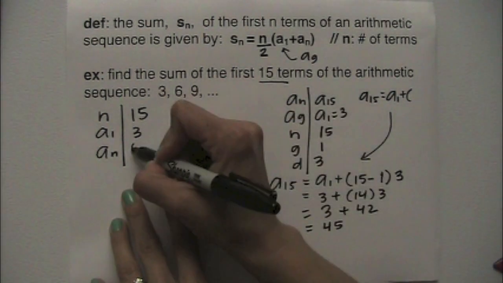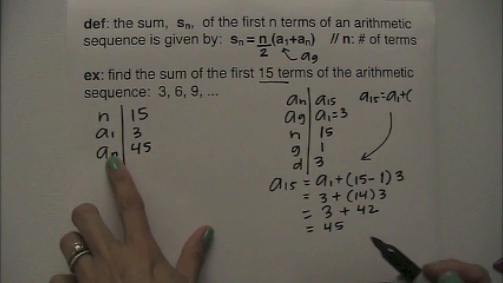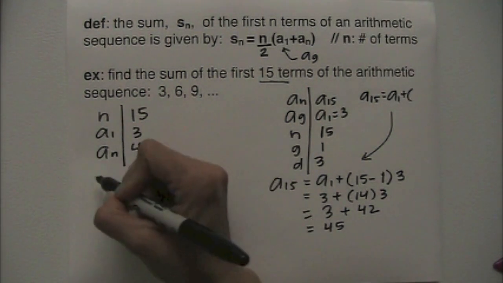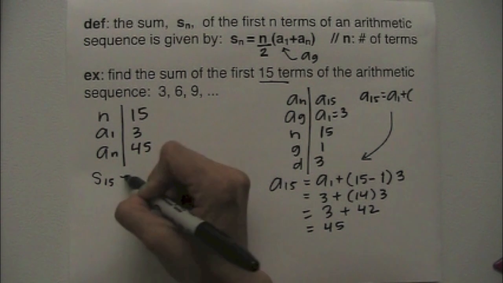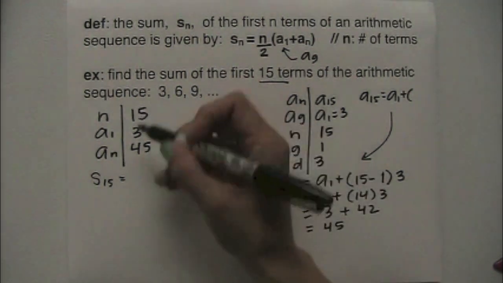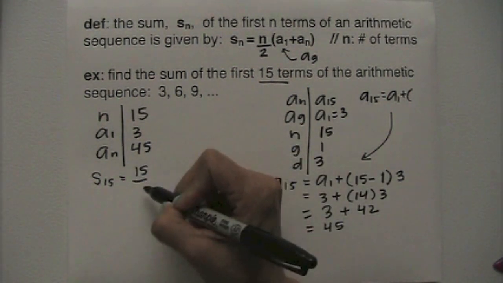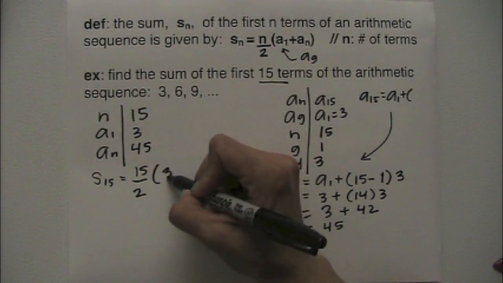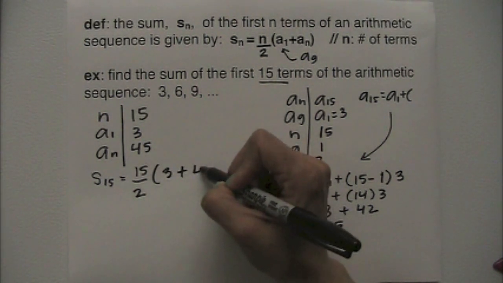So now we can go over a sub n, or a sub 15 is the value 45, and now we can use our sum of the first 15 terms. So it's going to be 15 divided by 2 times the quantity a1, which is 3, plus a sub n, which is 45.